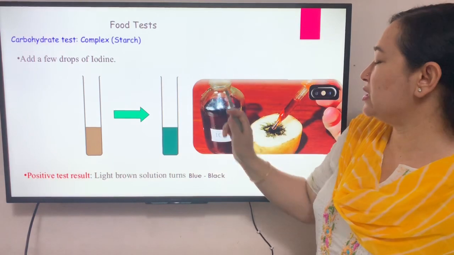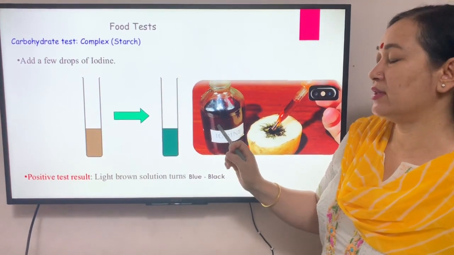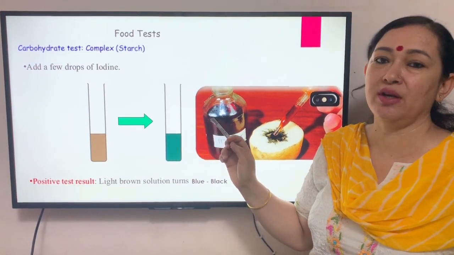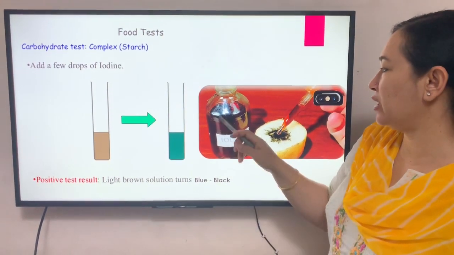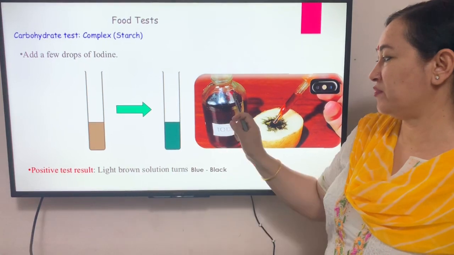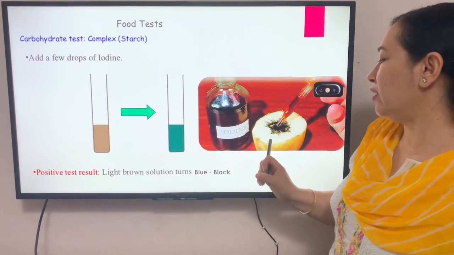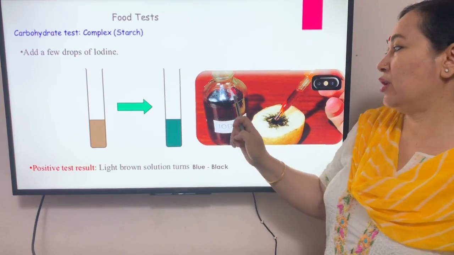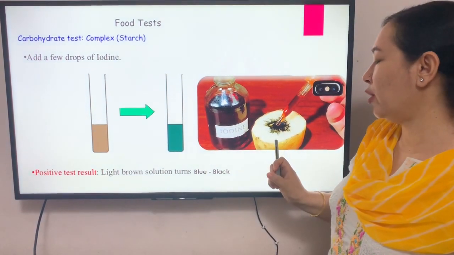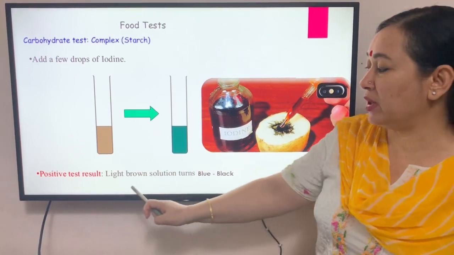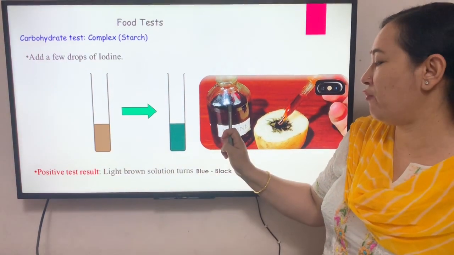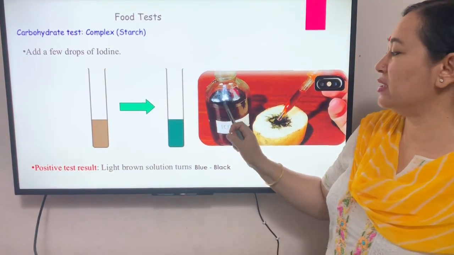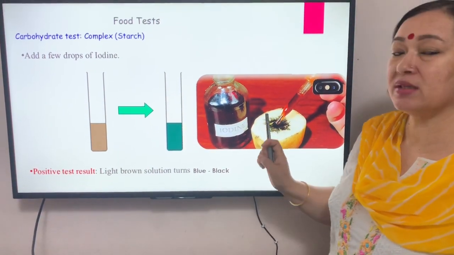Now, this is a test for carbohydrates. How do we test whether a food has carbohydrate or not? What we are going to take is iodine solution. This is iodine, and we will take a piece of potato. If we put a few drops of iodine on potato, the light brown solution of iodine turns blue-black. This shows that this sample of potato contains starch.